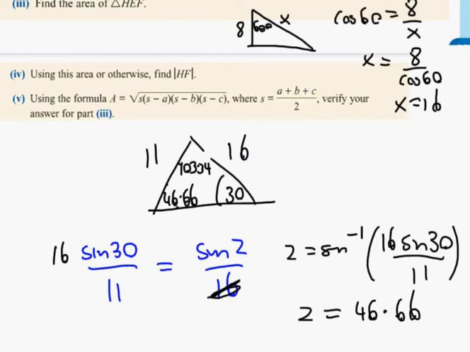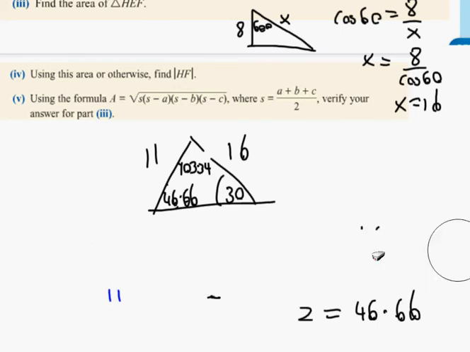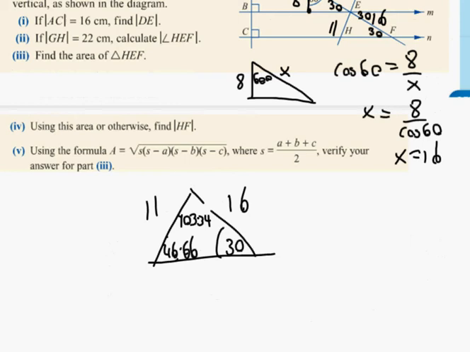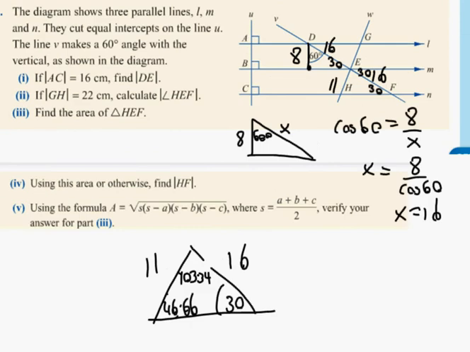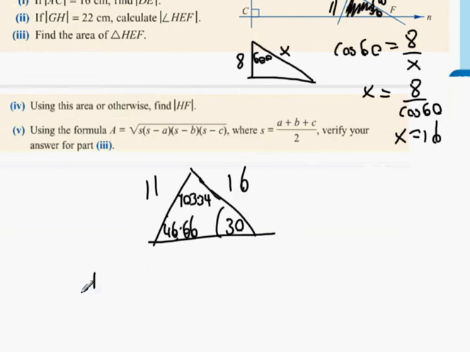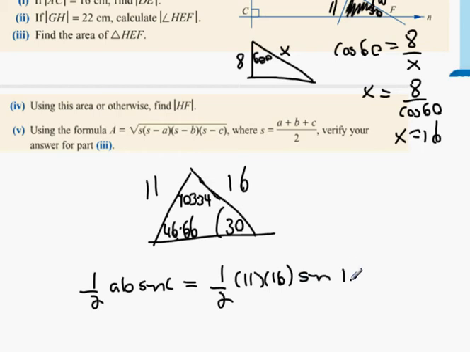Now, what we've got to do next is, it says, hence find the area of this triangle, HEF. Remember, HEF is this triangle down here. We have all the angles, and we have a side of 16 and a side of 11. So it's a half AB sine C, which is a half 11 times 16, and C has to be the angle in between. So sine 103.34. Put that into the calculator, let me know what you get.